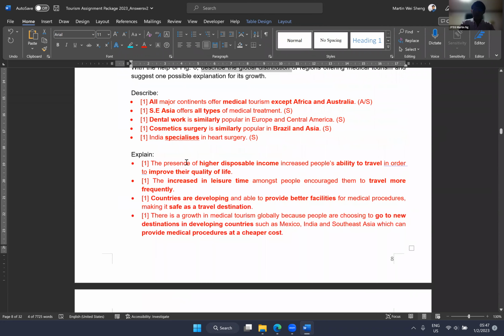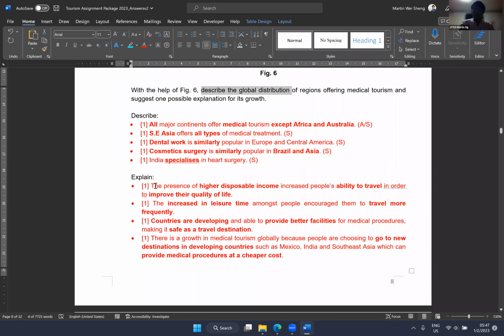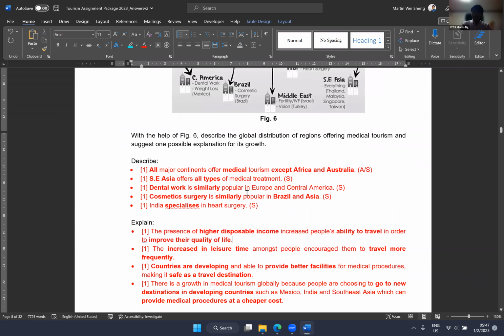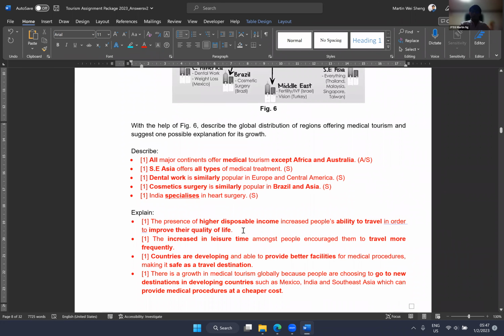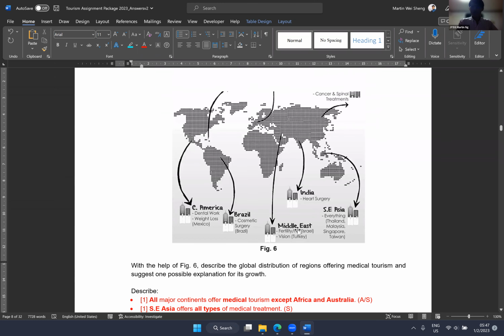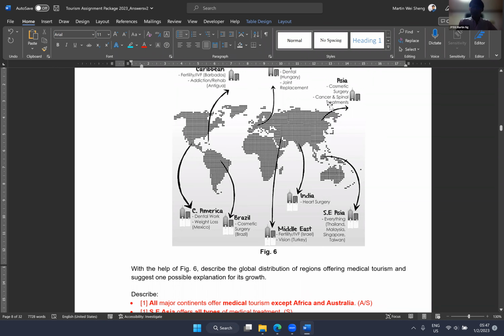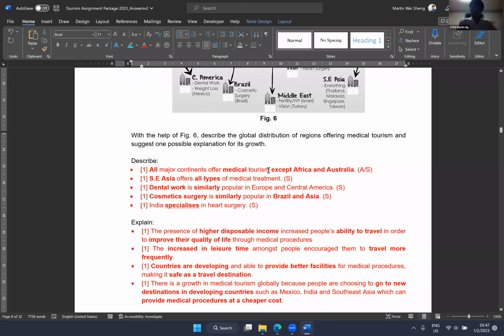So let us think, why would there be a growth of medical tourism? So number one, presence of higher disposable income. Basically, the people are richer now, so they are able to travel overseas in order to improve their quality of life through medical procedures. We always link back to the question. So the question is asking you about growth of medical tourism, right? So you must say improve their quality of life through medical procedures. Okay, so basically saying that people are richer now, they can travel to different areas to seek medical treatment.